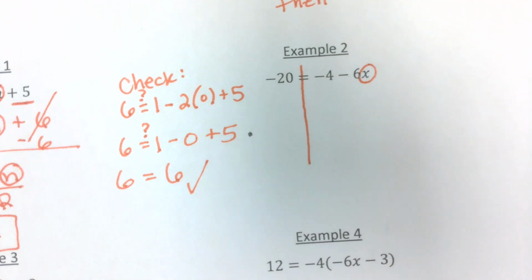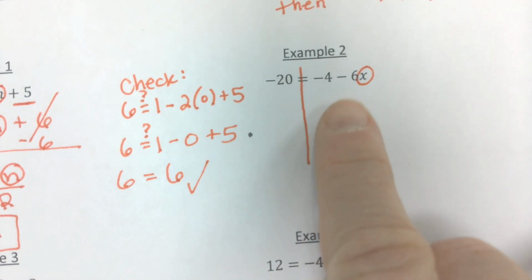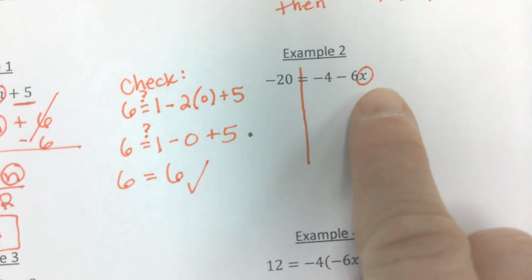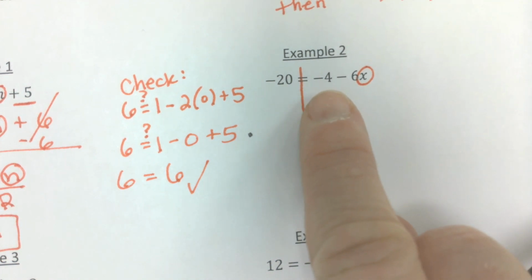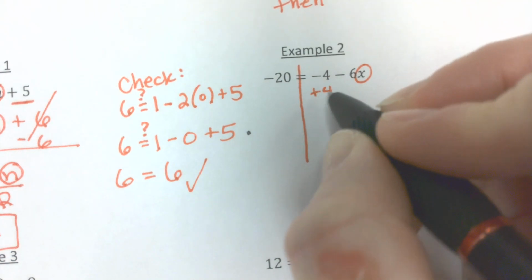Circle your variable. We need to get the variable by itself. So this is a negative 6x. I have this negative 4 that I need to get to the other side. So we add 4 to both sides.